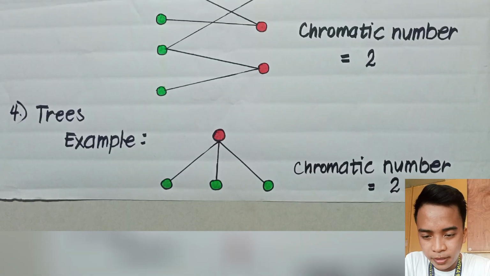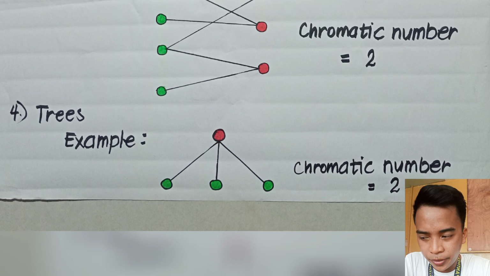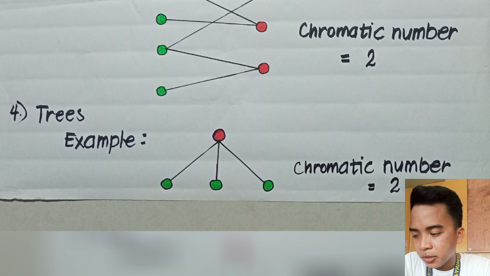So the last one is the tree graph. A tree is a special type of connected graph in which there are no circuits. Every tree is a bipartite graph. So the chromatic number of a tree, with any number of vertices, is also equal to 2. Meaning to say, a tree has a chromatic number of 2.